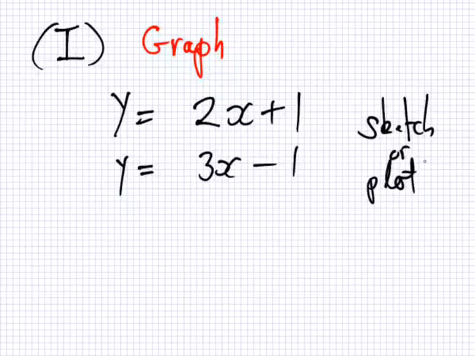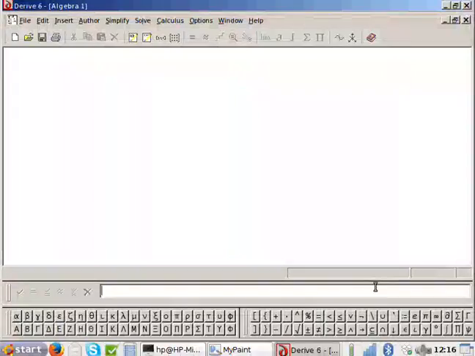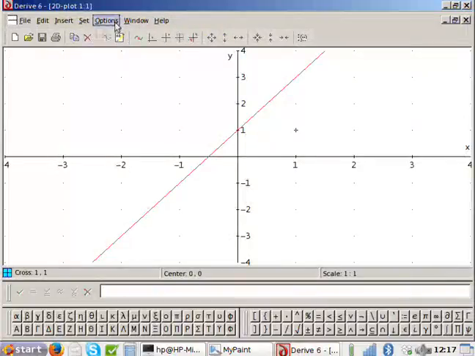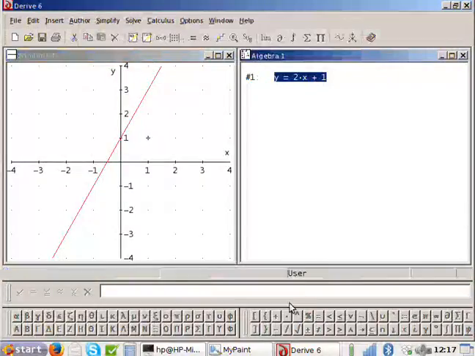So let's say we have y equals 2x plus 1, and y equals 3x minus 1. Something like this. So what I want everybody to do for me now is to sketch or plot. Depends how accurate you feel today. So I want you to draw these for me and tell me where they meet.